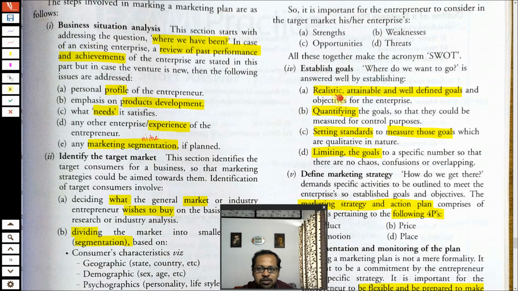So goals, we know it should be SMART. So it should be specific, measurable. Measurable means goal should be quantifiable, then it should be attainable, then it should be realistic, and T means time bound. You should also set the time limit. So you also need to set the standards to measure those goals. Now goal setting is one thing, and controlling means taking precautionary measures is different thing. So when you set a goal, then you should also set the standards.